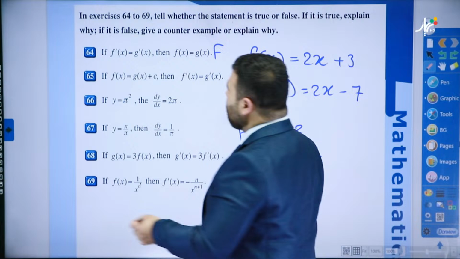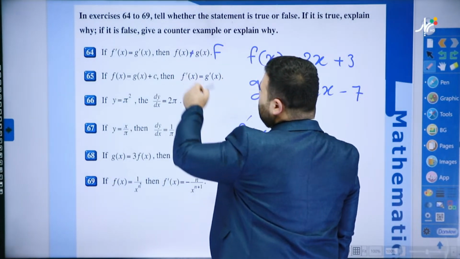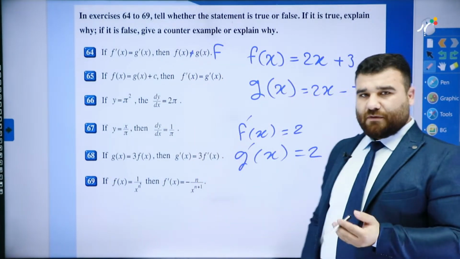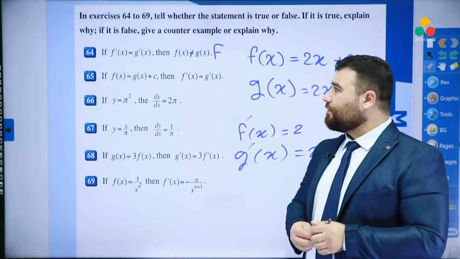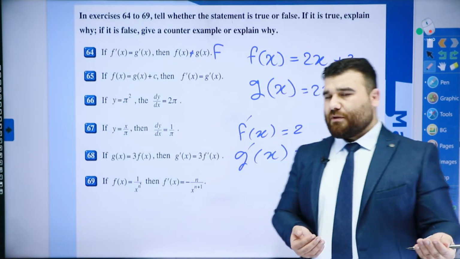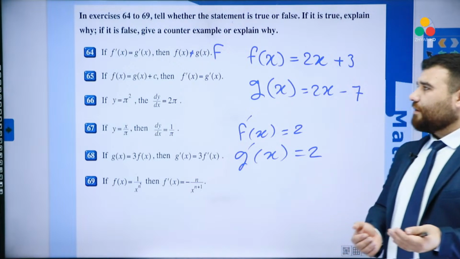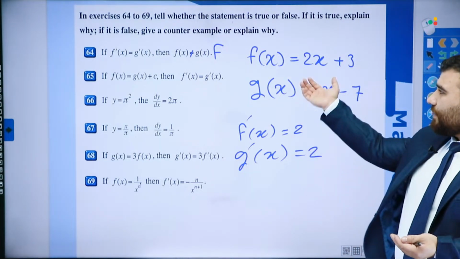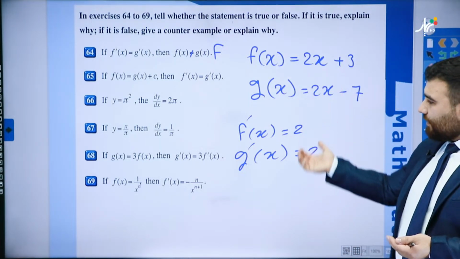If it was like this, then again it will be false, because we can have functions that are not equal, but the derivatives are equal.